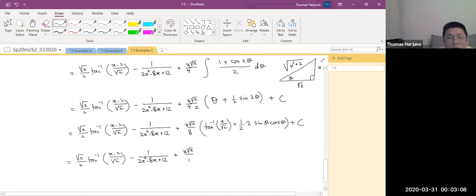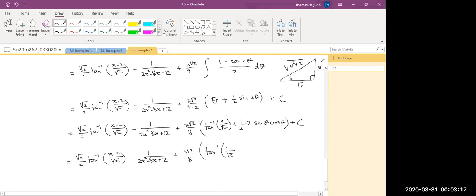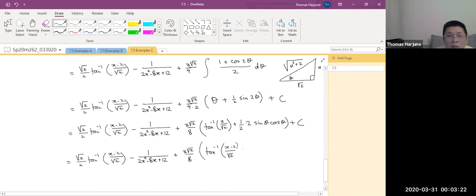This is 8. That's tangent inverse. What's my u again? x minus 2. Okay, plus the 1/2 times 2 cancels. What is sine theta? Sine theta will be u over that times radical 2 over that. So I get... I'm pretty much done, huh? Just be aware I will not go on.